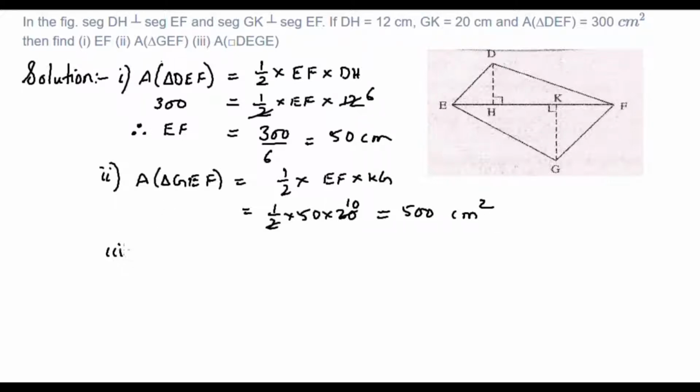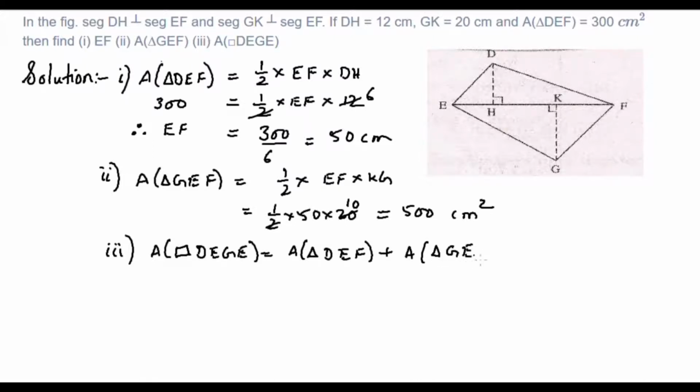Okay, so now third, the area of quadrilateral DEGF. Now the area of quadrilateral DEGF is nothing but the area of triangle DEF plus the area of triangle GEF. So this is nothing but 300 plus 500, equal to 800 centimeter square. Okay.